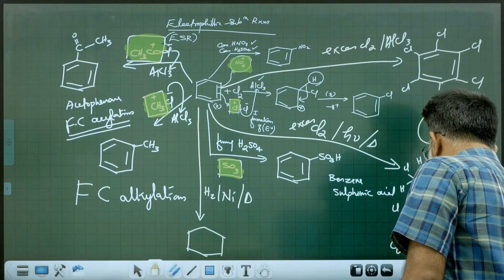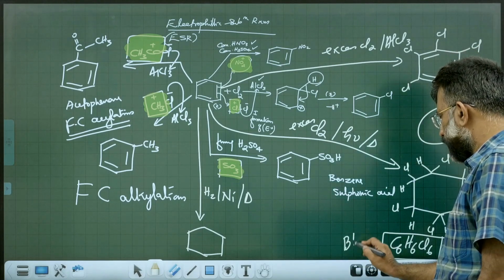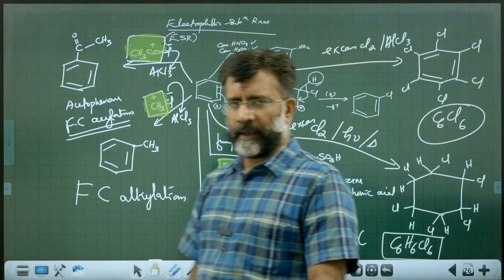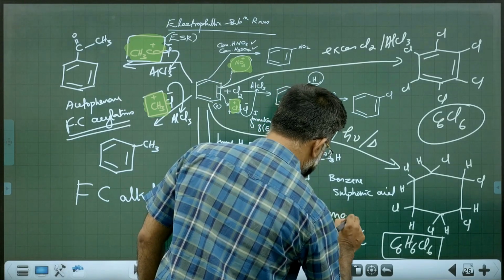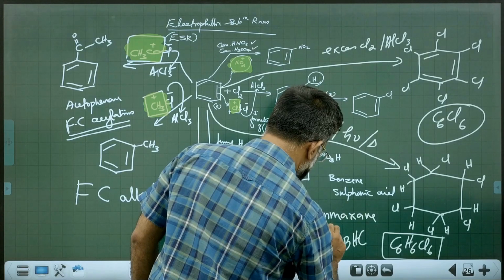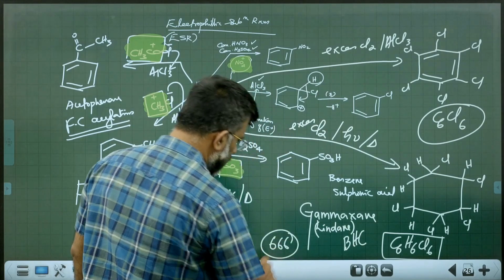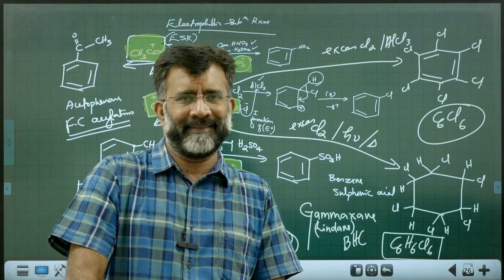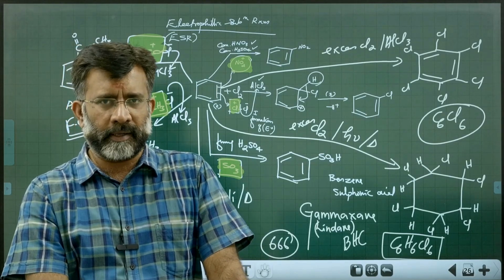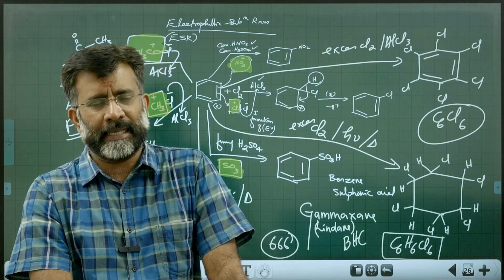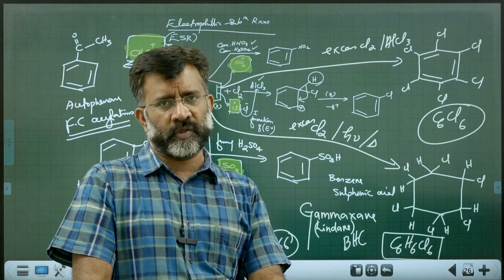It is C6H6Cl6, that is the molecule. BHC, benzene hexachloride, popularly known as gammaxane. It is also called lindane, sometimes called 666, a very popular insecticide material. That is obtained by chlorine addition across the carbon-carbon double bond. The double bonds get saturated with chlorine. C6H6Cl6. So a variety of such reactions are given by the aromatic compound benzene.